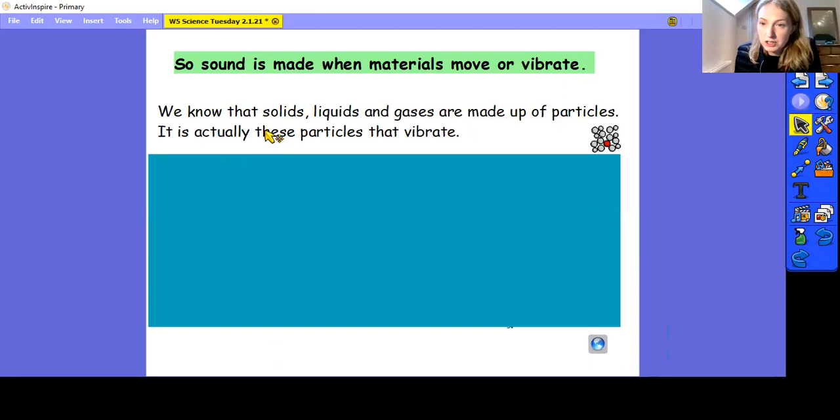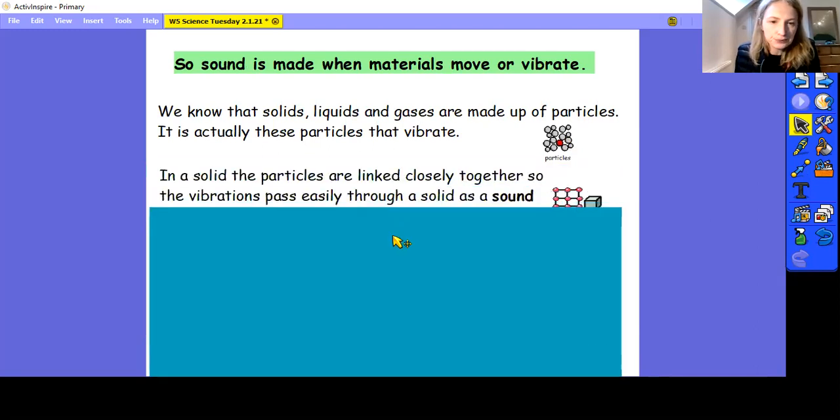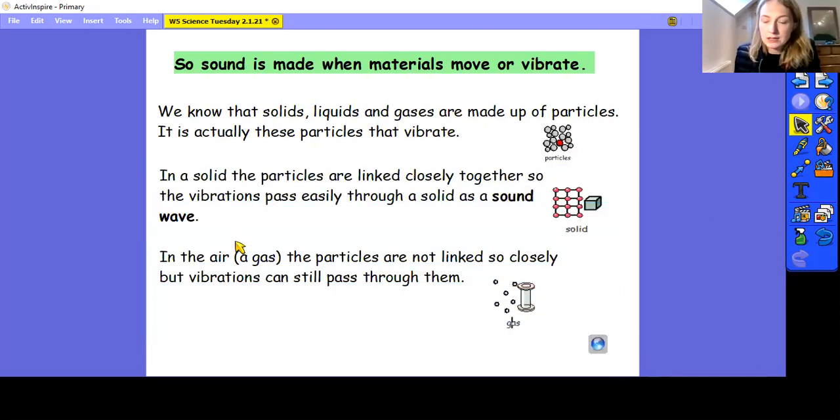But we know from our topic last term that solids, liquids and gases are actually made up of particles, and it's actually those little particles inside the solids, liquids and gases which are the things that are vibrating. So in a solid, the particles, as we know, are quite closely linked together. And we did a bit of an experiment in class where we had children standing quite close together and holding hands, and that's what it's like in a solid. And this means that the vibrations can pass easily through a solid because the particles are quite closely linked. And when vibrations pass through particles, we call this a sound wave.